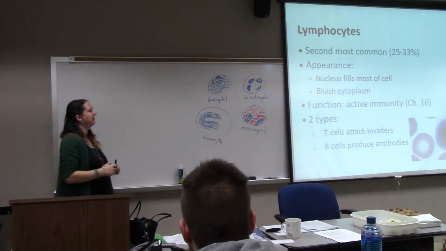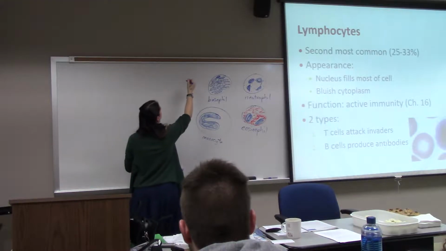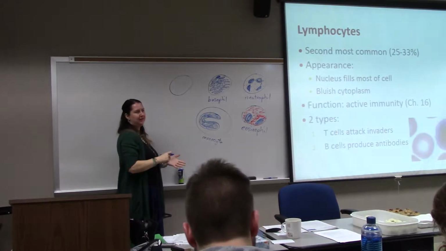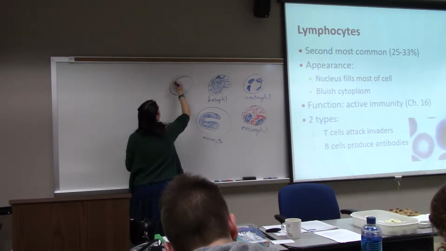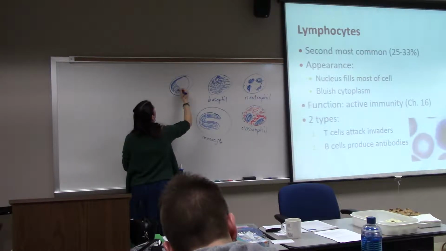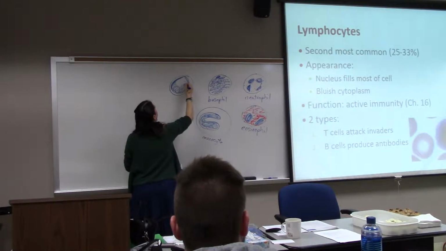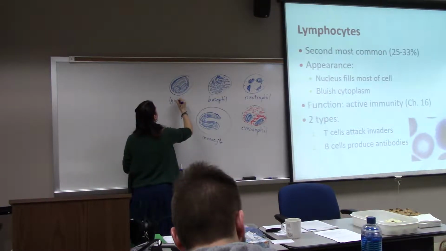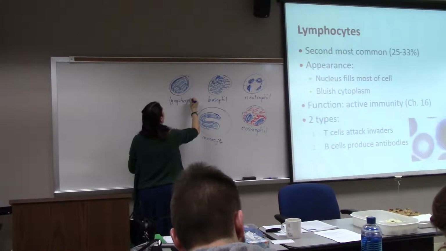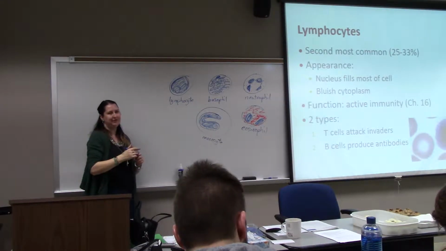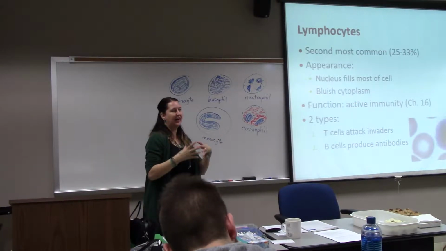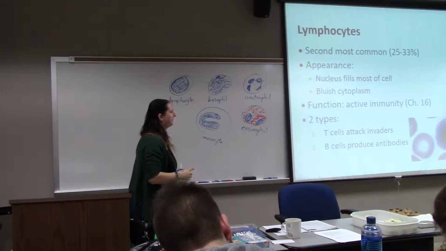And then the last one, lymphocytes, are the second most common, typically making up a quarter to a third of the white blood cells in circulation. They have a big round nucleus that takes up almost the whole cell. They're called lymphocytes because their job is most tied in with the lymphatic system.